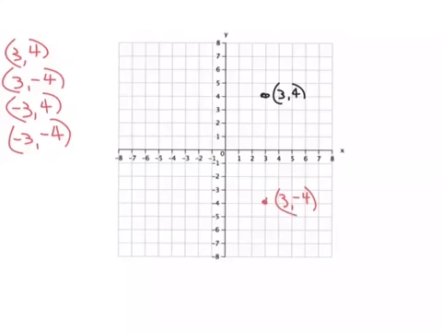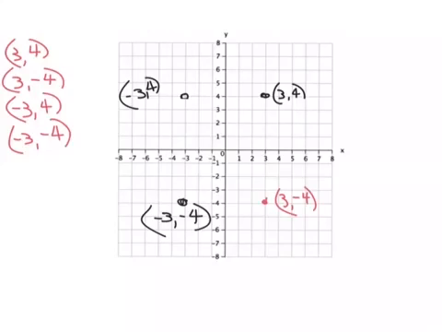Okay, the next one says negative 3, 4. So negative 3 is my x. Positive 4, it puts me up there. And again, we're going to label it as negative 3, 4. And the last one is going to be negative 3, negative 4, and I'm going to end up there. Negative 3, negative 4. So there's all 4 of my places.